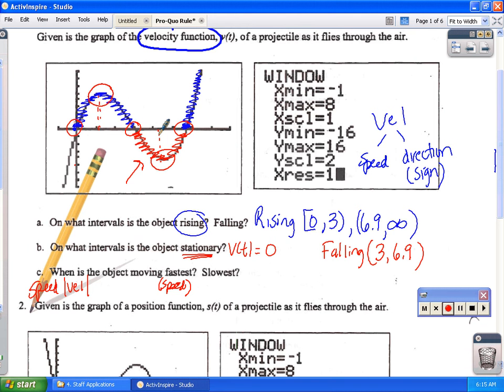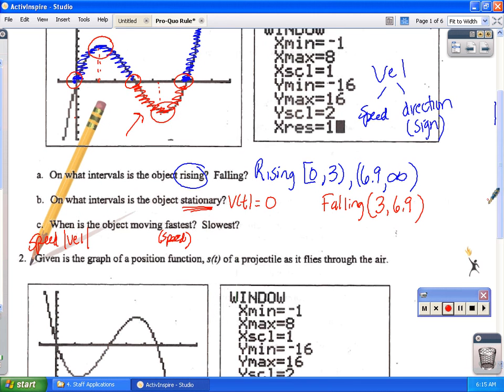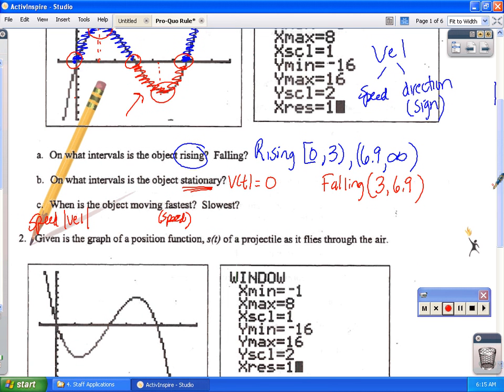Now for the slowest that the particle moves, sometimes students think negative velocity. That's not what we're going to think about. Remember, you cannot go slower than a velocity of 0. You're not moving. So when the particle is stationary, that's when it's slowest. These two are basically asking the same question.